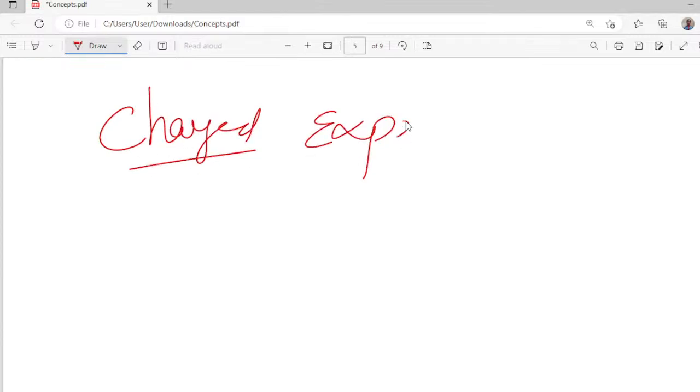Now let me ask you some questions on this. Tell me, who and all will get charged expenditure? Who will get salary through charged expenditure?